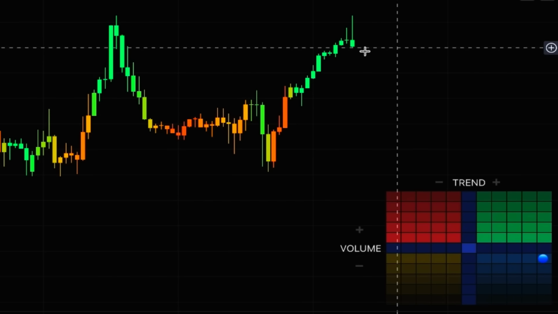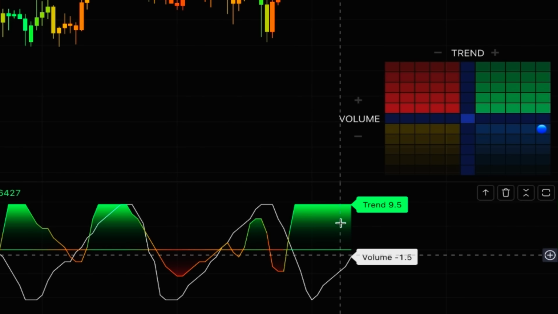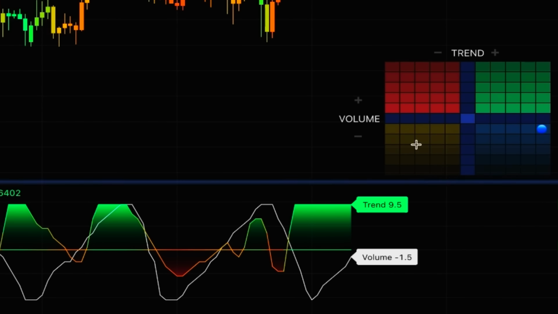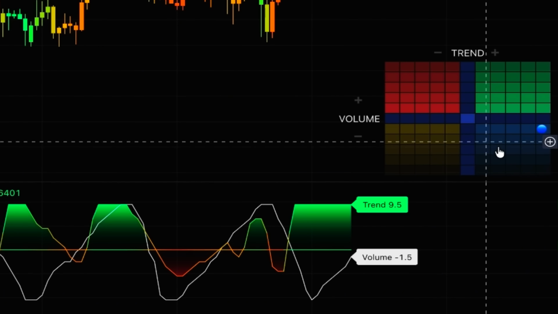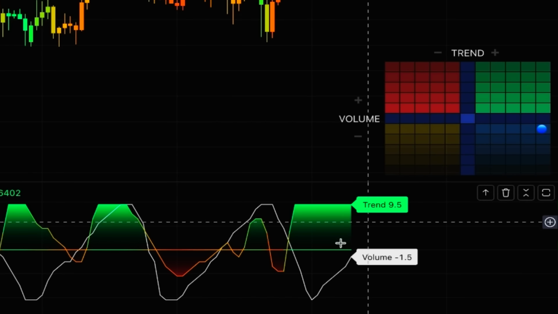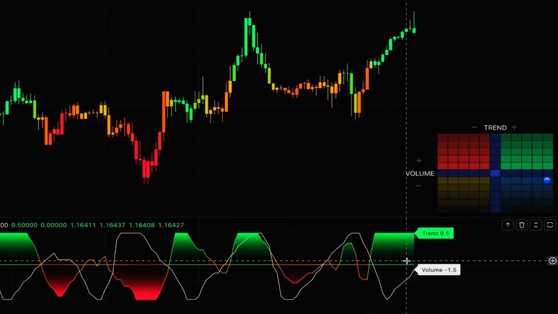So for the current condition of the market, depending on the position of the trend line and volume line above or below the center line, we have this blue circle in one of these 4 segments. And the location of the blue circle in each segment depends on the degree and level of the trend line and volume line above or below the center line. Alright, now you may wonder how this information can help you in trading.